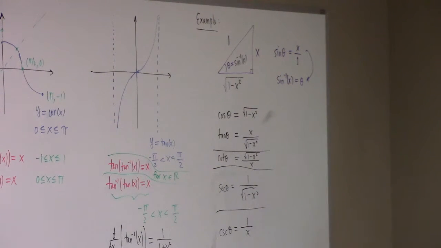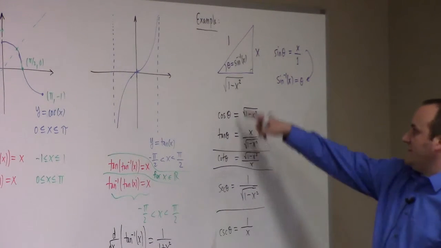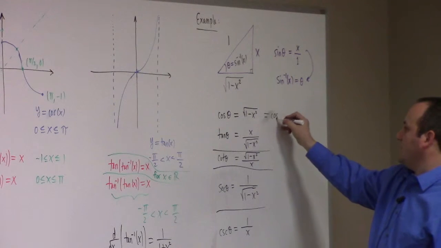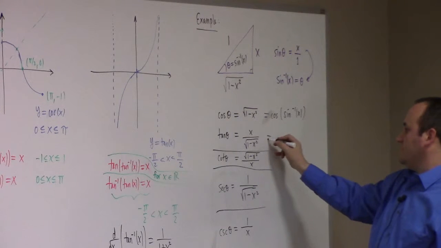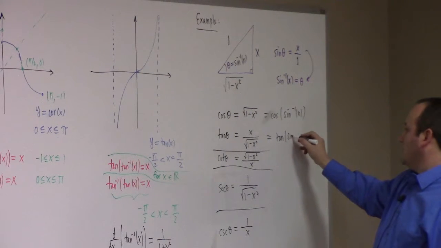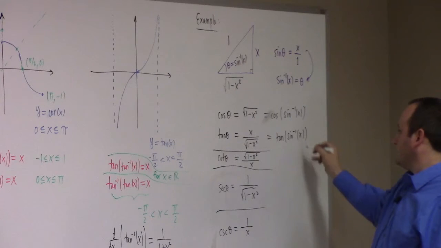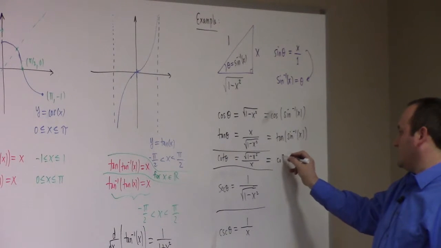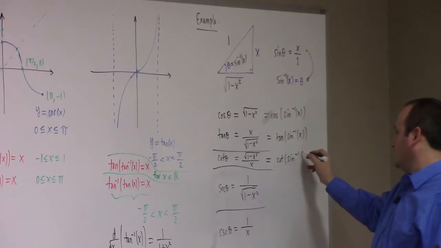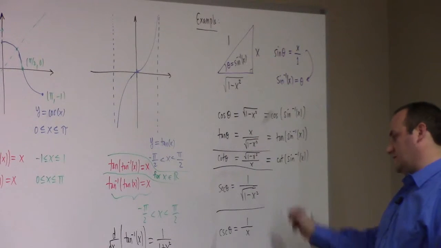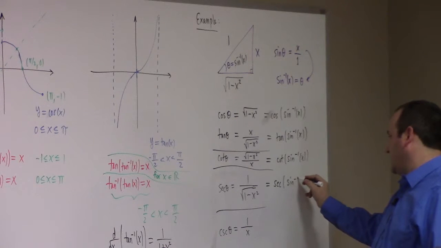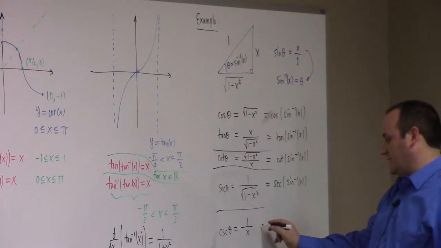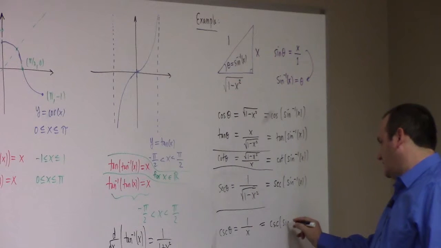You're like, but the problem doesn't ask me about theta, it asks me about things of inverse sine. Well, theta is inverse sine. So this is the cosine of the inverse sine of x. This is the tangent of the inverse sine of x. This is the cotangent of the inverse sine of x. This is, why did I sign up for all this? Secant of the inverse sine of x. And this is the cosecant of the inverse sine of x.